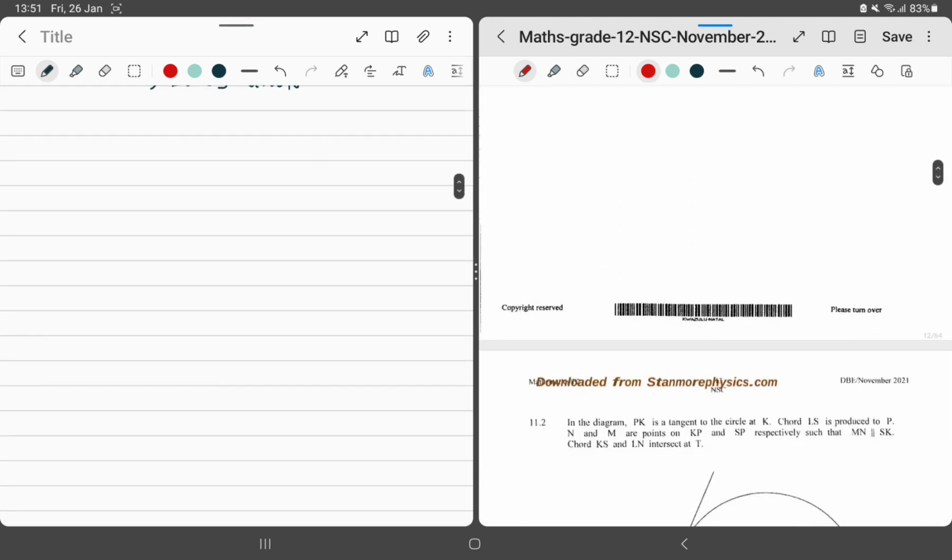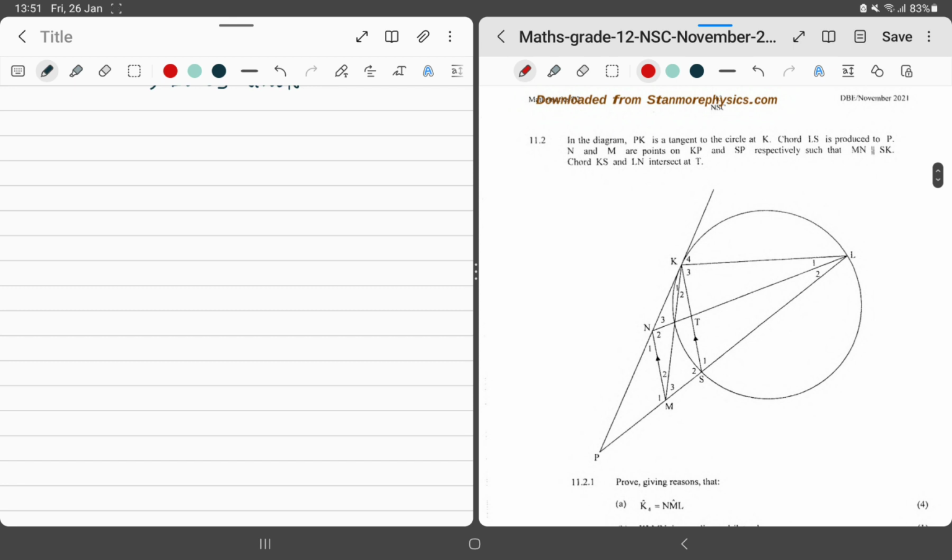Question 11.1 is a proof. And then we're going to do 11.2. In the diagram, PK is a tangent to the circle at K. Chord LS is produced to P. N and M are points on KP and SP respectively, such that MN is parallel to SK. Chords KS and LN intersect at T.